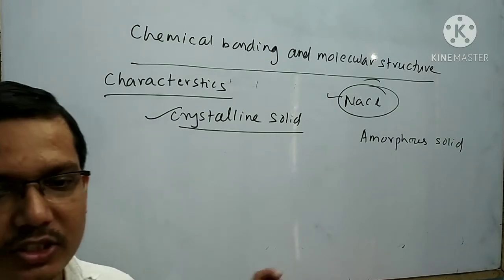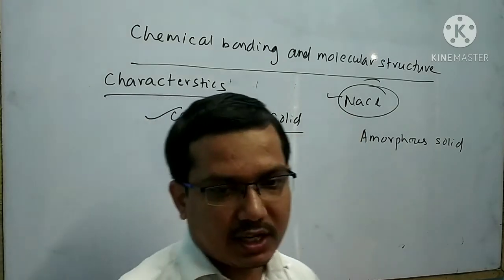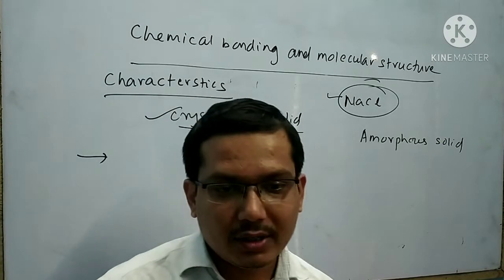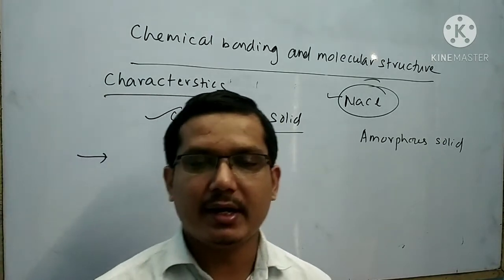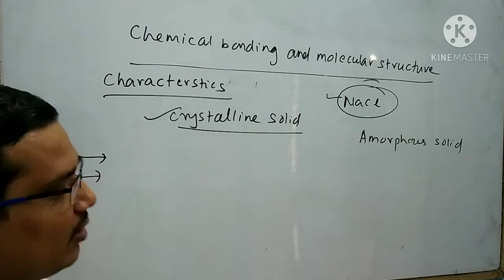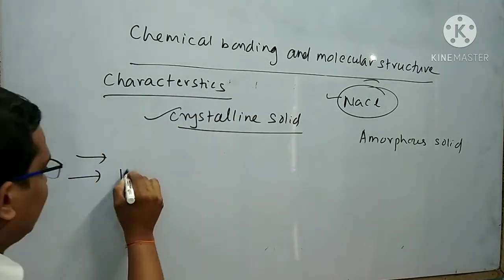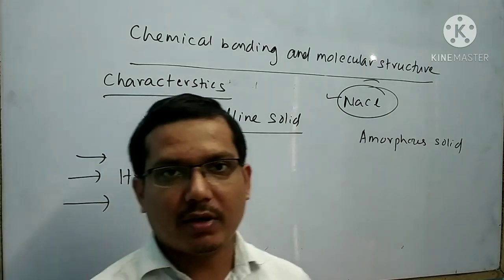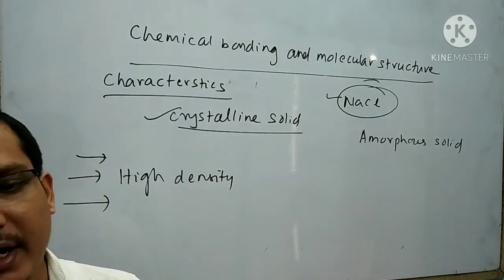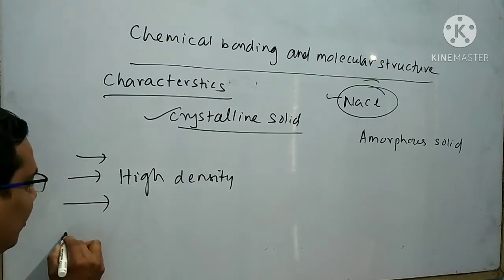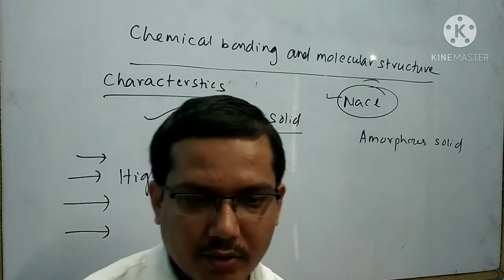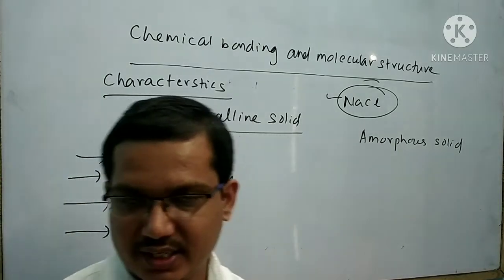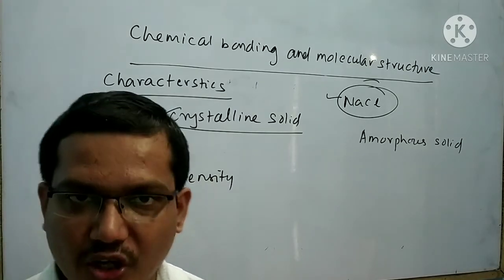So the first point is all the ionic compounds are crystalline solid. We know NaCl is hard and rigid, so the second point is all the ionic compounds are hard and rigid. The third point is all the ionic compounds possess high density. Next point is all ionic compounds have high melting point. Remember the next point, all the ionic compounds are good conductors of electricity in the solution or molten state, but they cannot conduct electricity in solid.